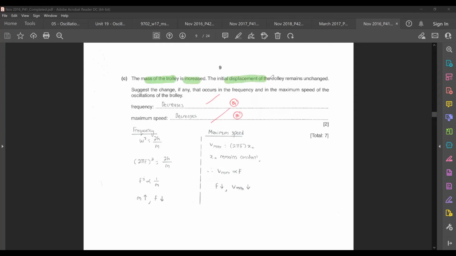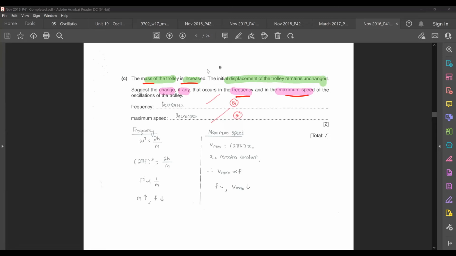The initial displacement of the trolley remains unchanged. Suggest the change, if any, that will occur in the frequency and maximum speed of oscillations of the trolley. If your mass has been increased, what will actually happen to your frequency? What will actually happen to your maximum speed?